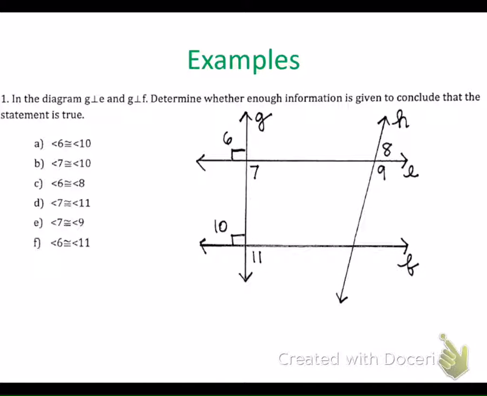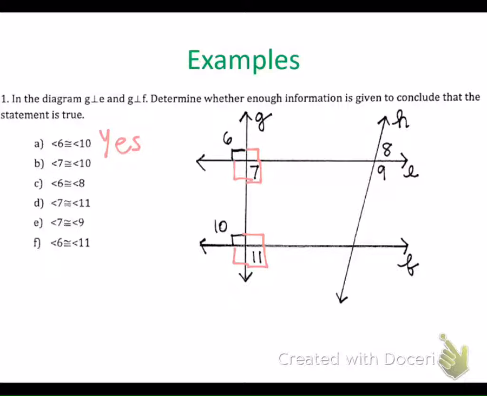Alright, so we're going to determine whether there's enough information given to make this statement true. So first of all, before we even start, if we see one right angle, we can make all of these angles right. Same thing over here. If we see one right angle, we can make all these angles right angles. So 6 and 10, those both are right angles, so yes.